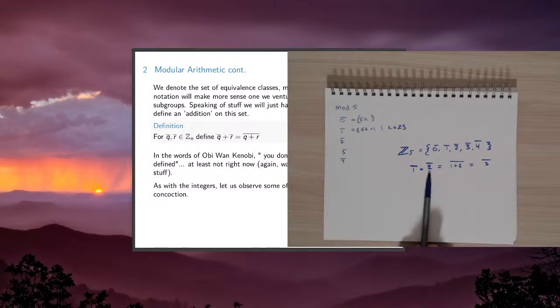And so the 1 class is the same as the 6 class, is the same as the 11 class, right? And the 2 class is the same as the 7 class, is the same class as the 12 class, and so on. So if we chose different representatives for this class, would we necessarily get the same thing at the end? It turns out the answer is yes.